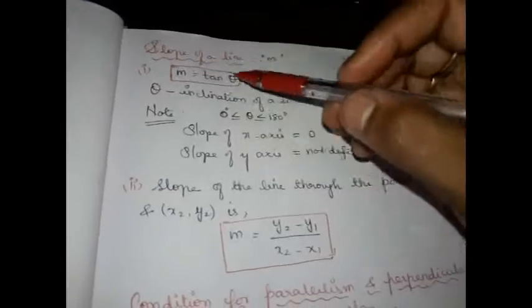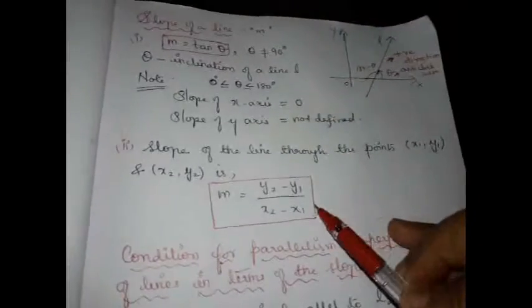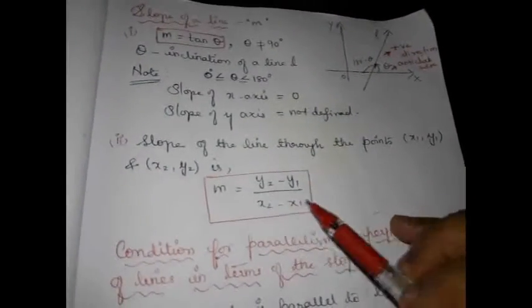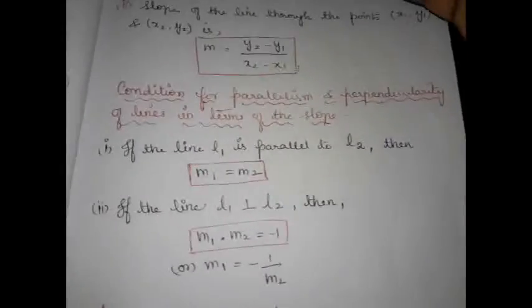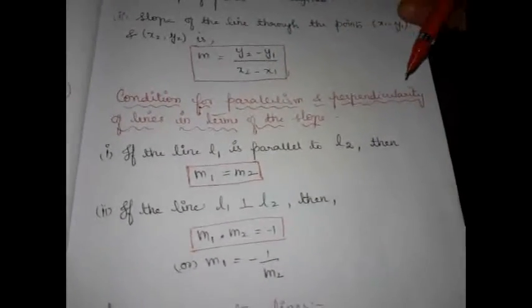So I repeat what we learned now: slope of a line can be found in two ways. One is, if we know the inclination, slope is going to be tan theta. If we know 2 points, then it is y2 minus y1 divided by x2 minus x1. Next, what we are going to see is the condition for parallelism and perpendicularity of lines in terms of the slope.